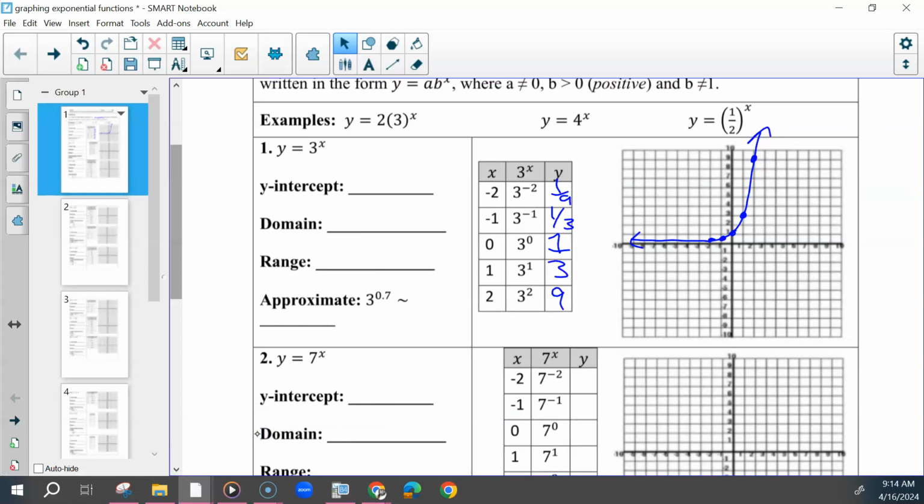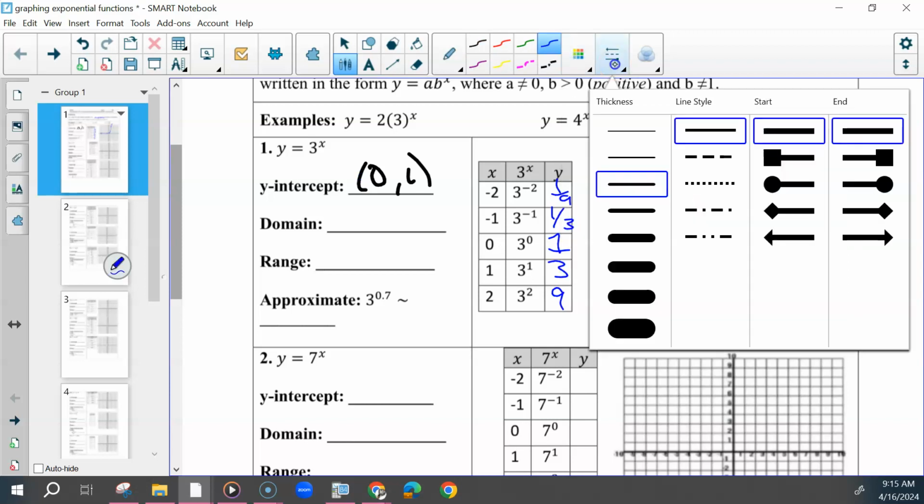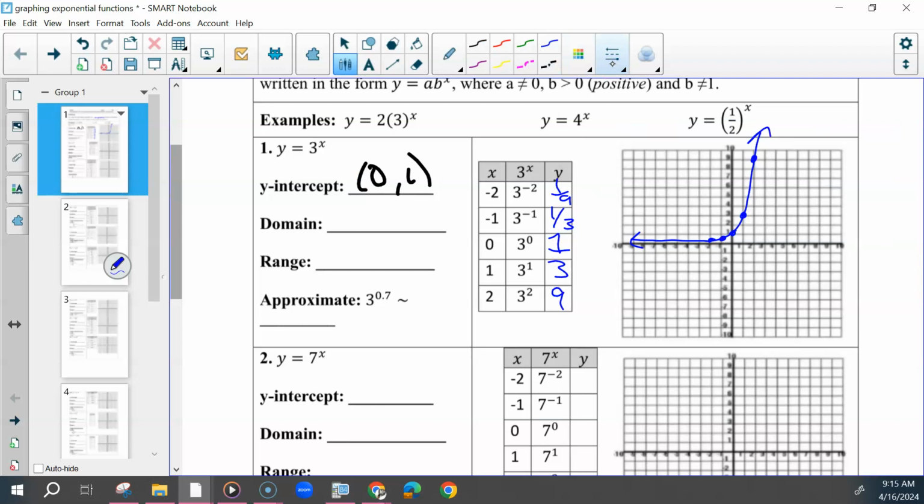So now that we know what the graph looks like, now we can find our characteristics. What would the y-intercept of this be? 1. We're going to write it as an ordered pair, (0, 1). So you either look at the graph or look at the table to find that. We talked about domain and range for quadratics. It's going to be the same here. Domain is your x values, left to right. Range is your y values, lowest to highest.